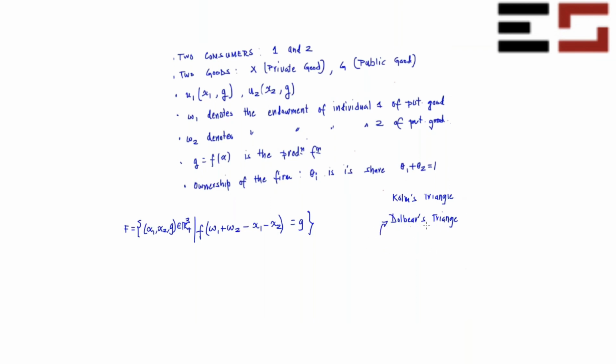In case you want to read up about Dolbear's triangle and the Cohn's triangle, I can send you some reference. These are the two triangles that you can actually use to plot the set of all feasible allocations in a public good economy.